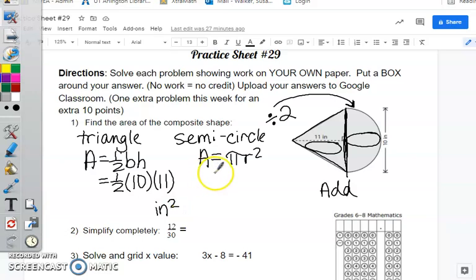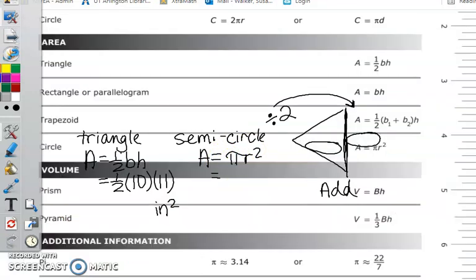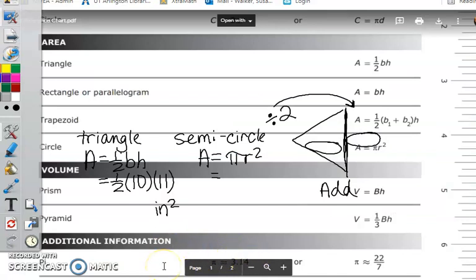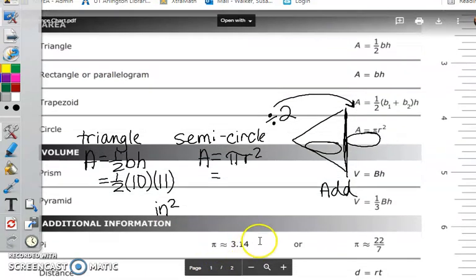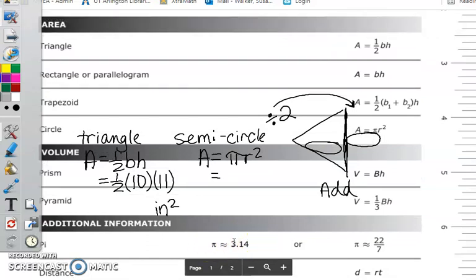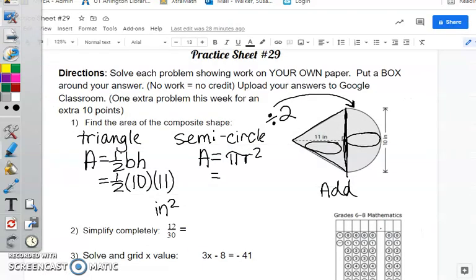Okay, then over here we have pi r squared. Remember, pi comes from our formula chart right down here. Some of you like to call that something else, but it is pi. Pi is 3.14. That's what we use to estimate it as. Remember, pi is irrational. It's the only irrational number we use in 7th grade. All the other numbers we know are rational. Okay? So now I need the radius.